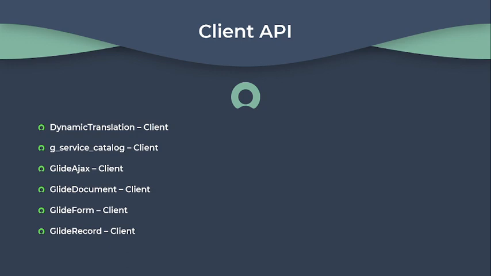The dynamic translation API provides methods that translate text in real time into multiple languages using translation service providers. This API is available for both standard clients and Angular based service portal clients. The next is g_service_catalog. This API enables you to access data in a multi-row variable set when a model is open. Then GlideAjax. The GlideAjax class enables a client script to call server-side code in the script include.